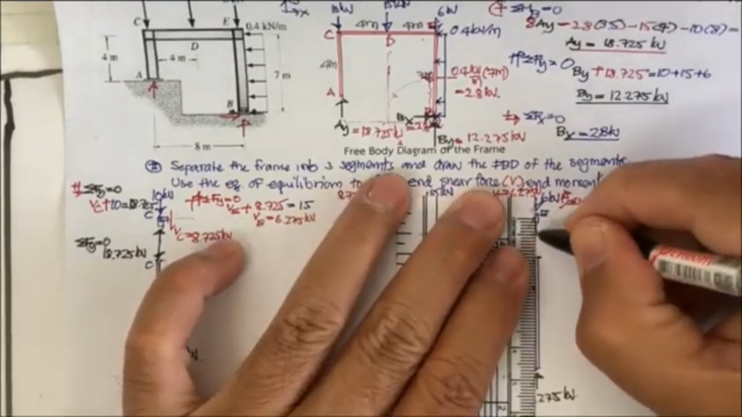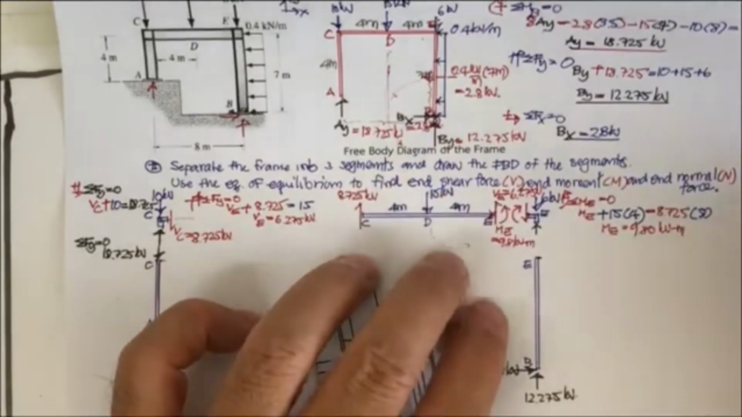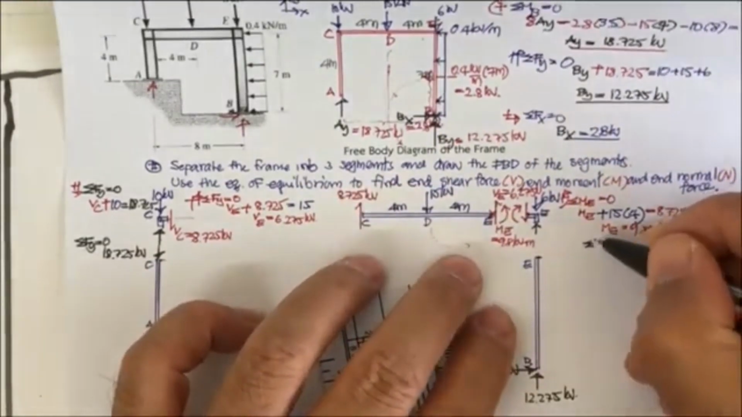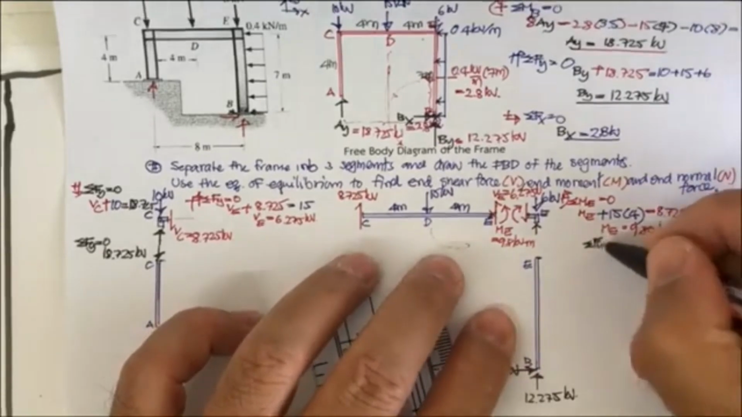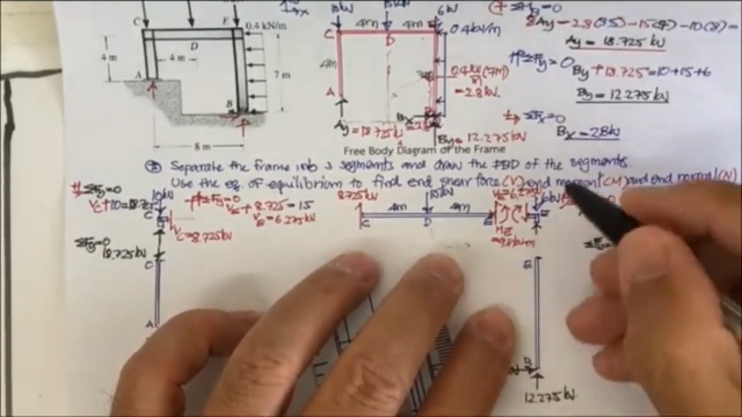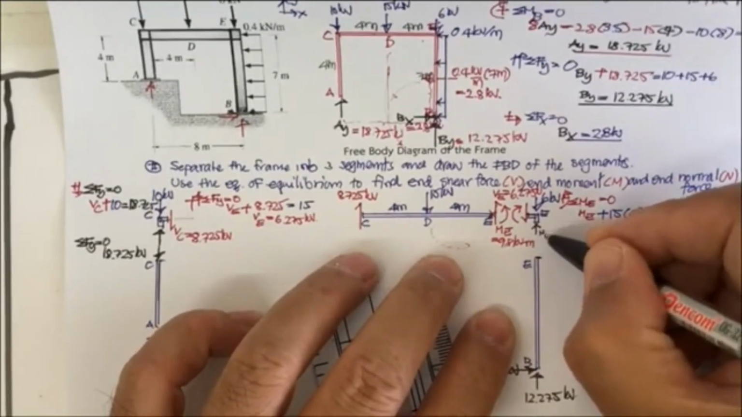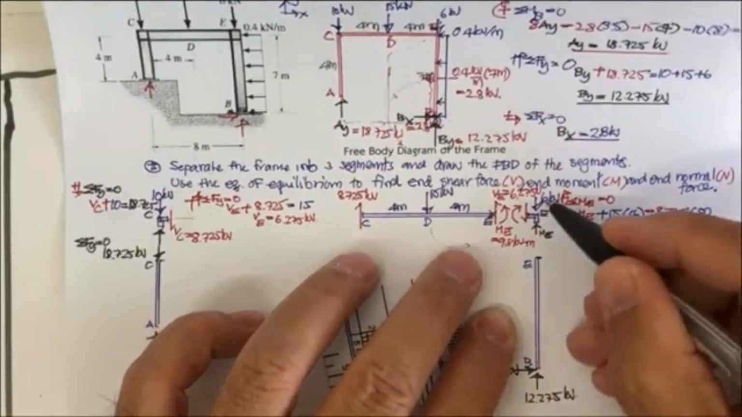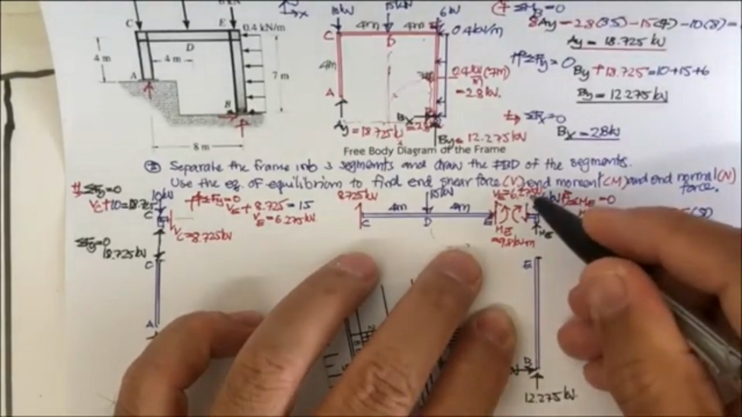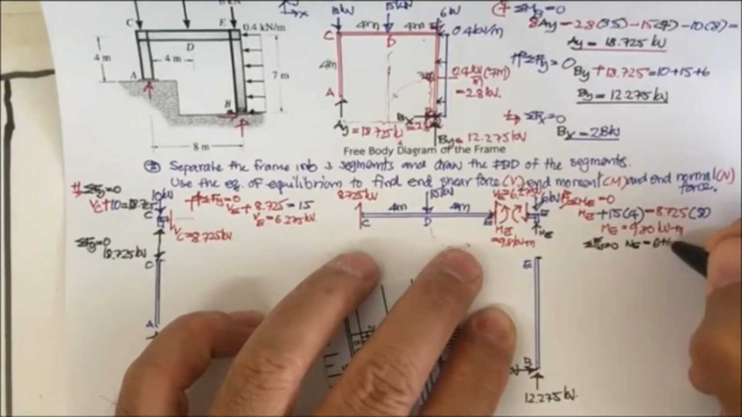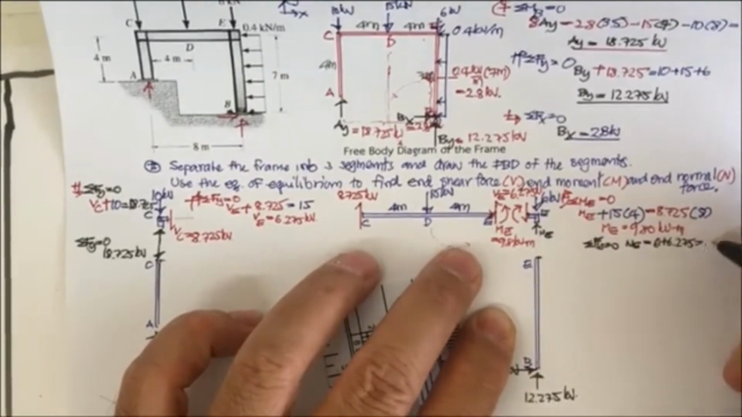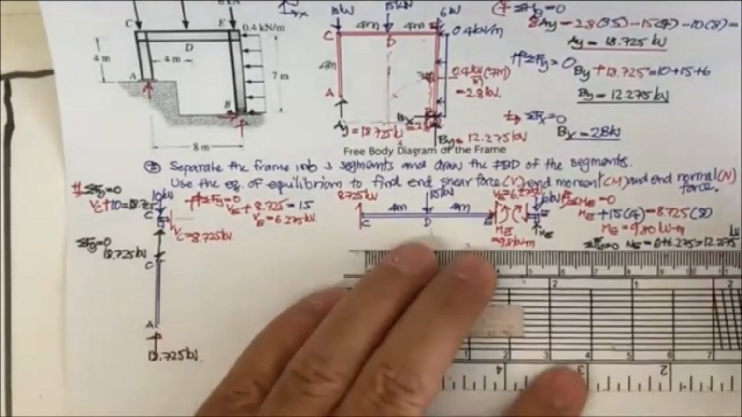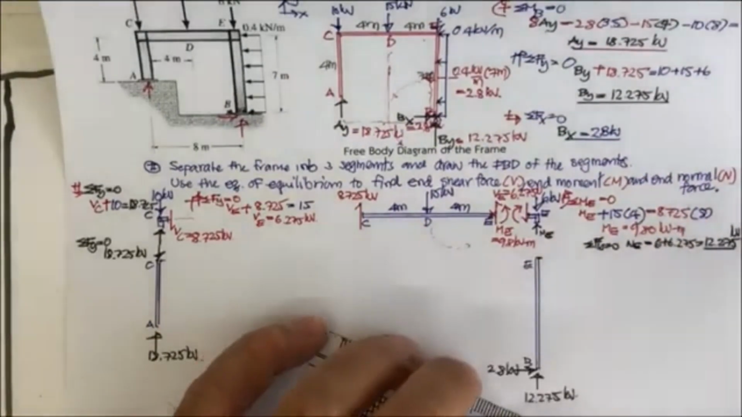So the force here, the summation, if you sum F sub y equal to 0, this may be N sub E. You may get N sub E equal to 6 plus 6.275. So you get 12.275 kilonewton. So you got this.